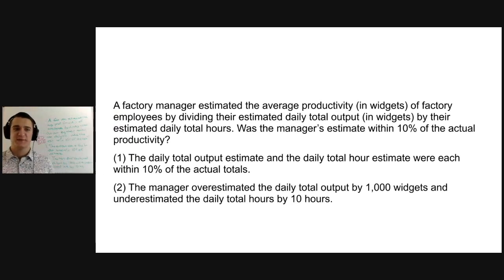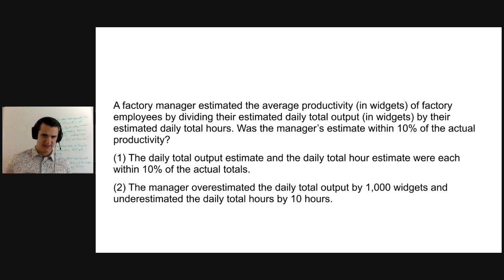Awesome. Hopefully you've had a second to work through this one. The question says, a factory manager estimated the average productivity in widgets of factory employees by dividing their estimated daily total output in widgets by their estimated daily total hours. Was the manager's estimate within 10% of the actual productivity?